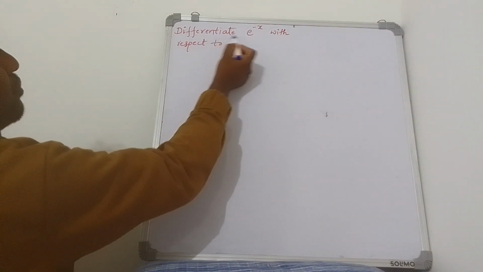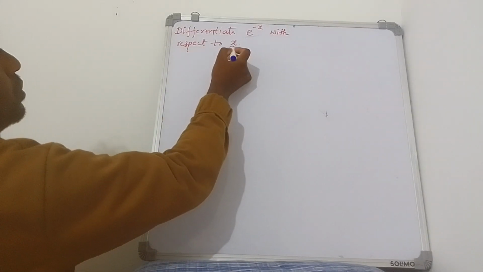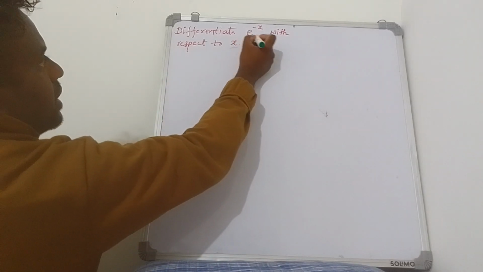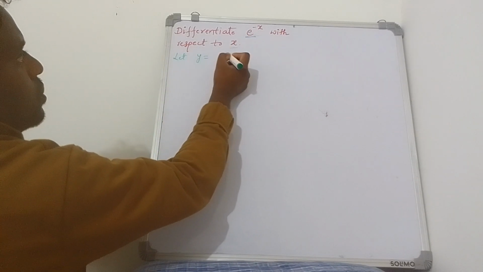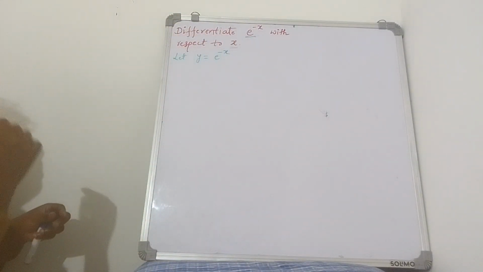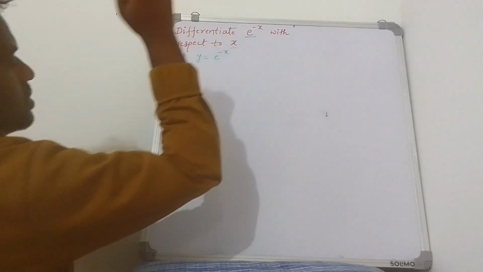Differentiate e to the power of minus x with respect to x. That is the question. First, what you have to do, take this as y. So let y is equal to e to the power of minus x. Now they are telling differentiate this with respect to x.